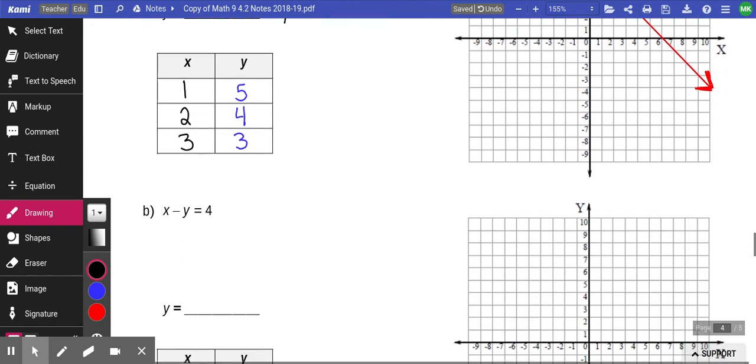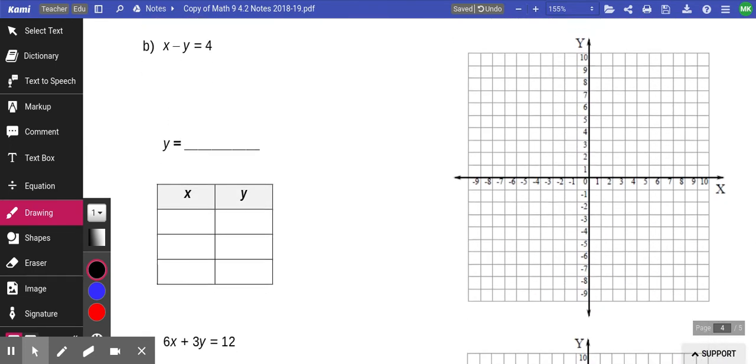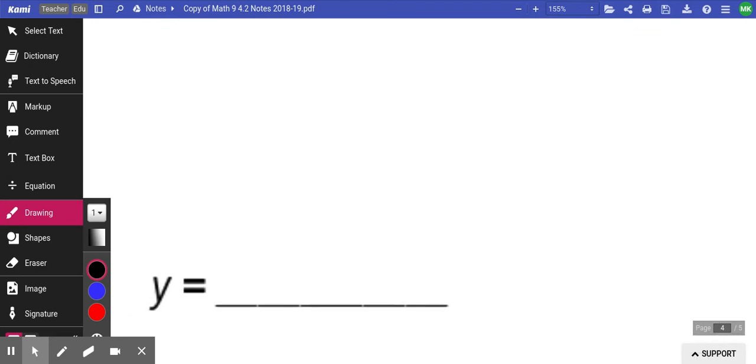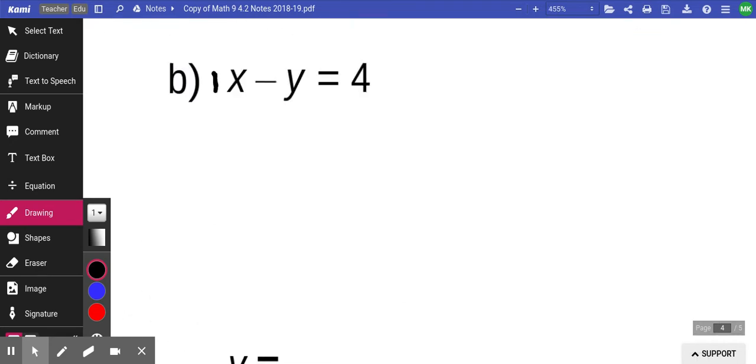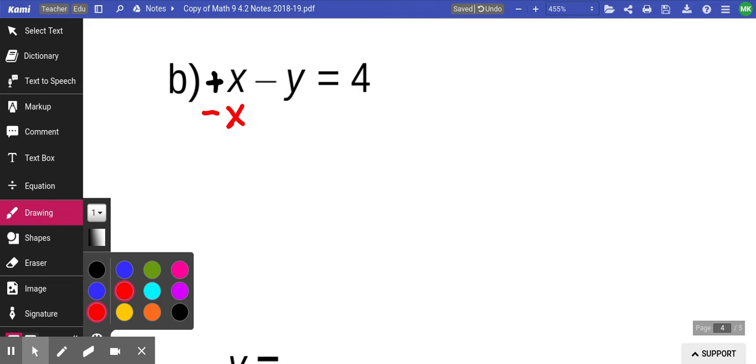We'll try another one. So I have x minus y equals 4. I want to get y by itself, so I need to move that x from one side to the other. It doesn't say it, but it is technically a positive x. So that's plus x minus y. We do opposite operations to move that x. The opposite of plus x is minus x. We're going to subtract x from both sides. That means the x's cancel out.